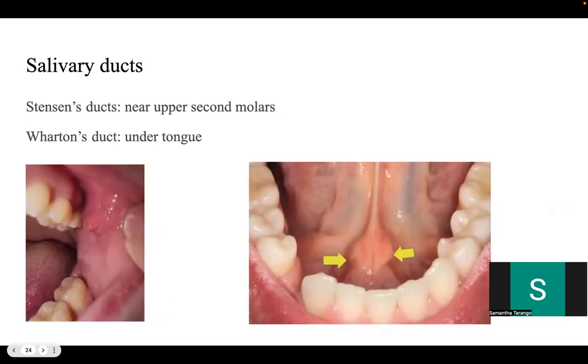Salivary ducts, as we saw in the video, we can stimulate the Stenson's and the Wharton's duct. The Stenson's is near the second molars and the Wharton's duct is under the tongue.